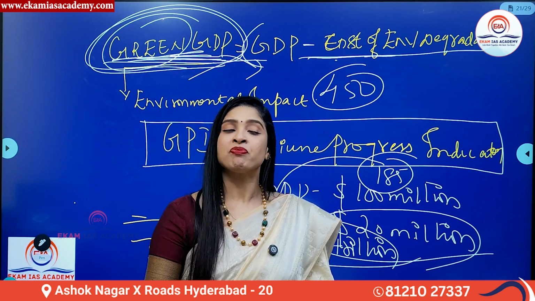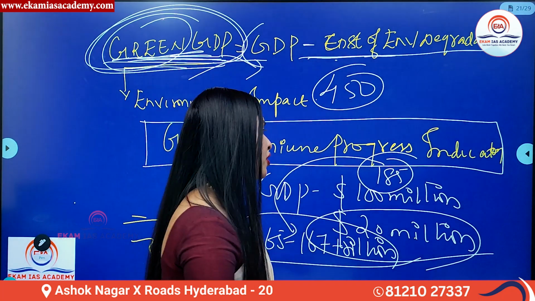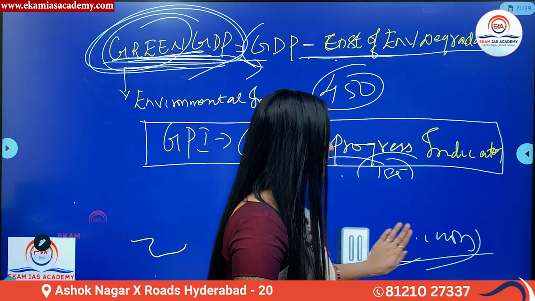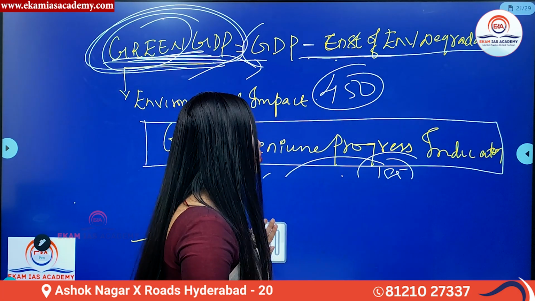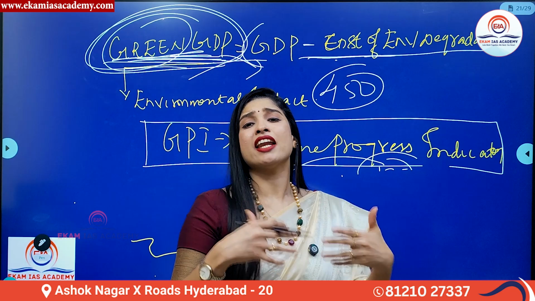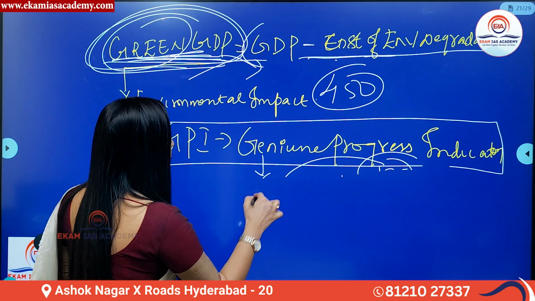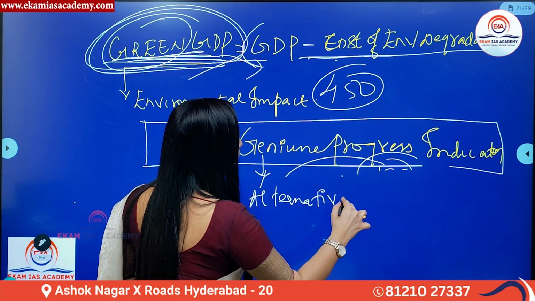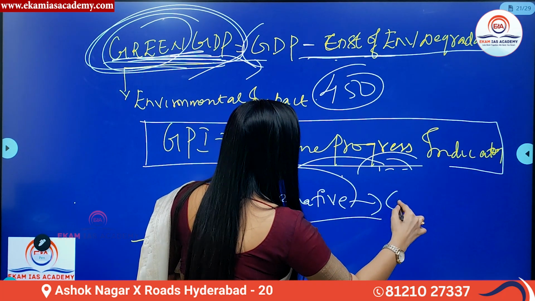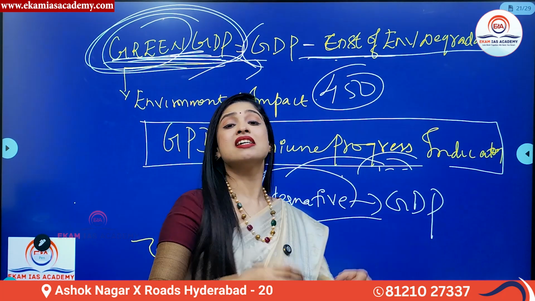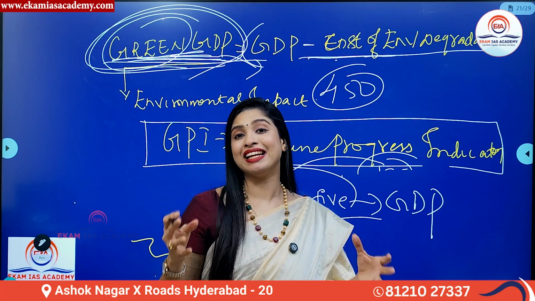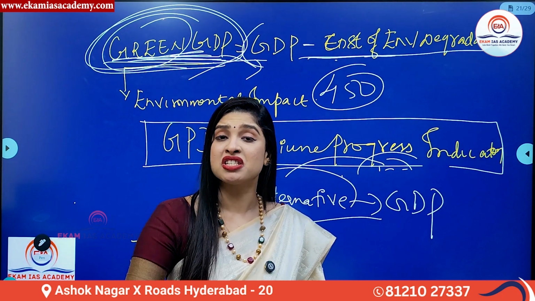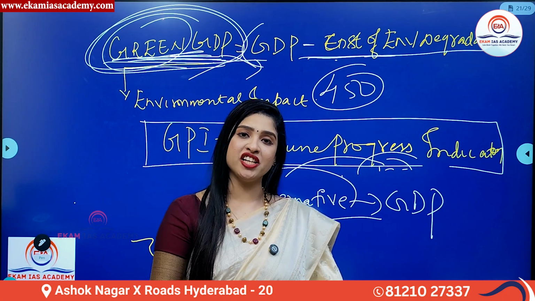Green GDP. Having said that, the next topic of discussion is GPI, that is Genuine Progress Indicator. So have you any time thought about, okay, is there an alternative to GDP? Now, to all those who have thought, why can't GDP have an alternative? If that is the case, the indicator called Genuine Progress Indicator is a measure or a metric that is introduced as an alternative to GDP.